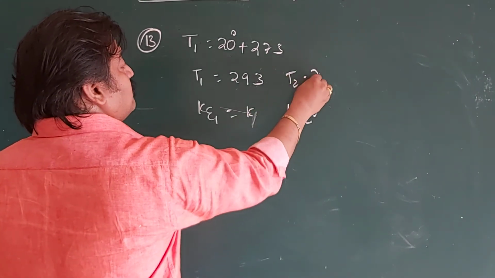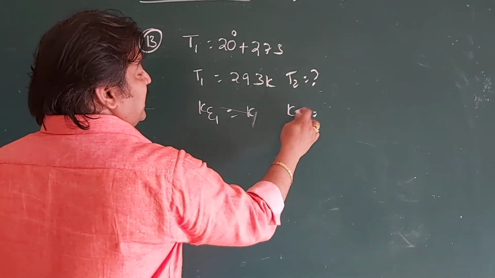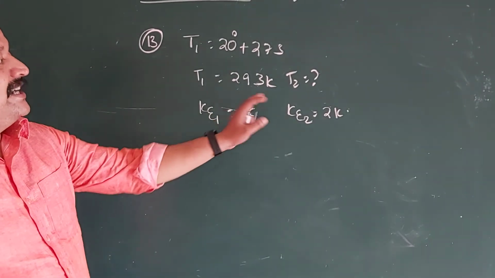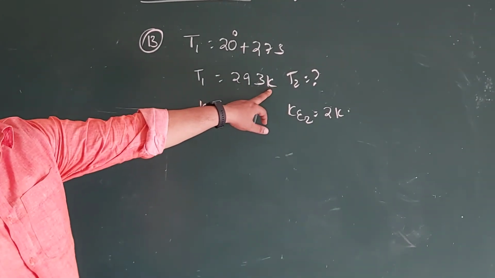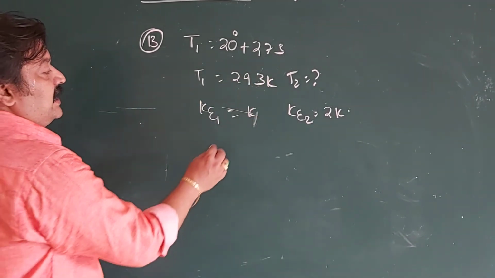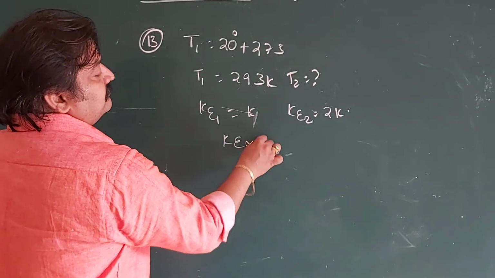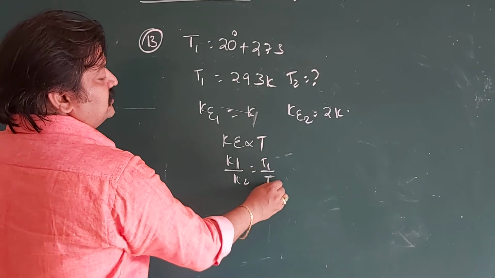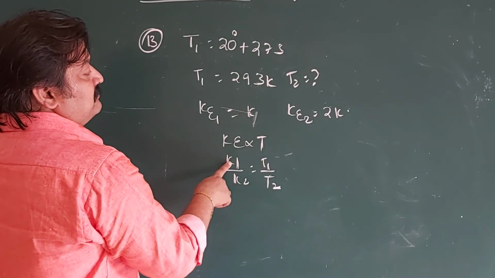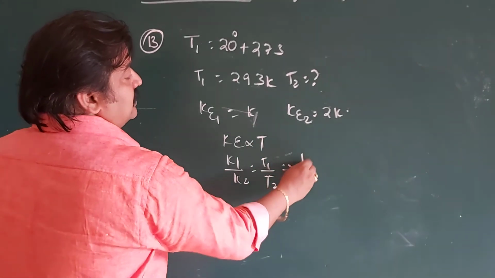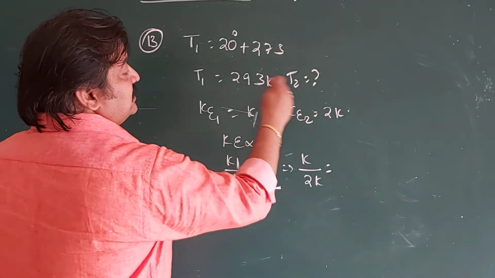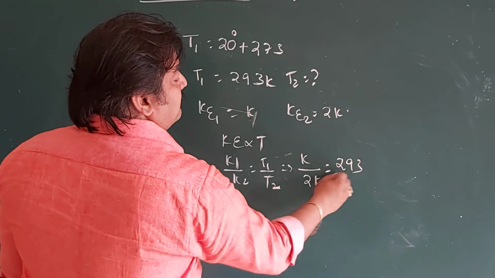T2 is equal to question mark, it is in Kelvin. The kinetic energy becomes double. To make the kinetic energy double, what should be the temperature? Everyone knows that K is directly proportional to T. K1 by K2 is equal to T1 by T2. Now K1 is nothing but K, K2 is 2K, is equal to T1, which is 293, by T2.